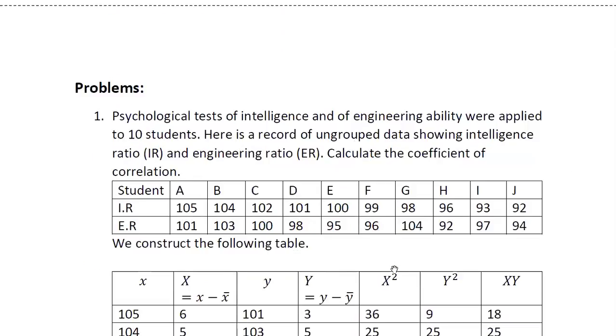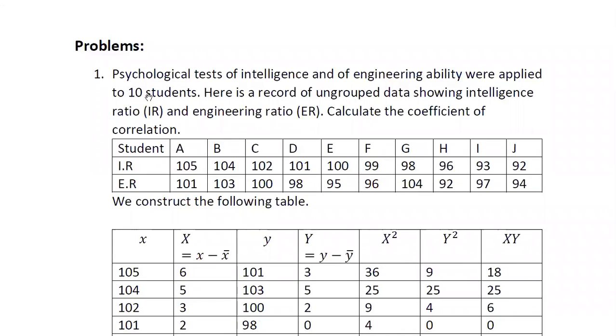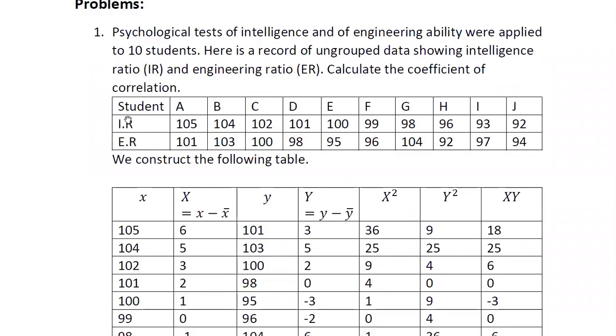Let's see a few problems here. Psychological tests of intelligence and of engineering ability were applied to 10 students. Here is a record of ungrouped data showing intelligence ratio IR and engineering ratio ER. Calculate the coefficient of correlation. So here data containing the IR and ER of 10 students is given, and for that we have to find the coefficient of correlation R.